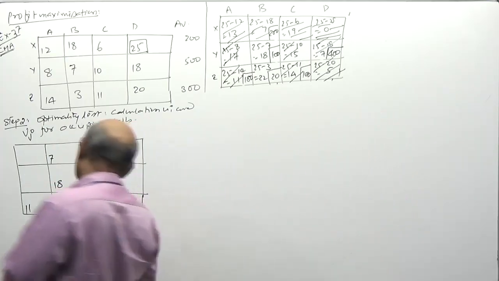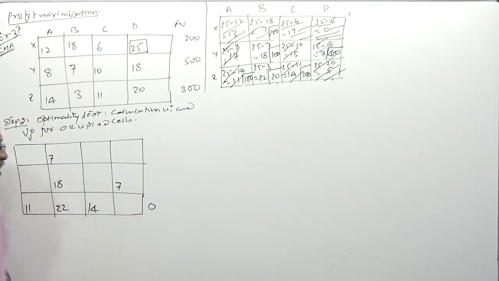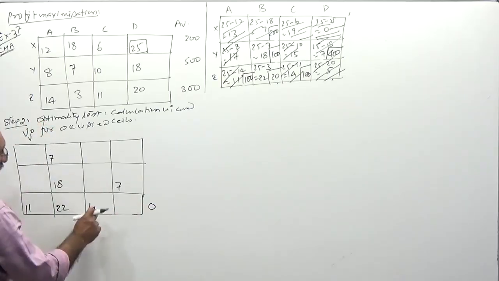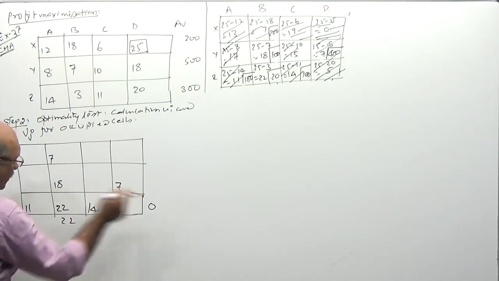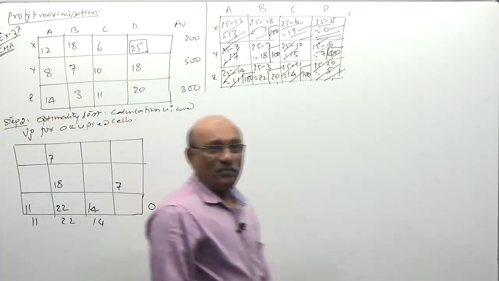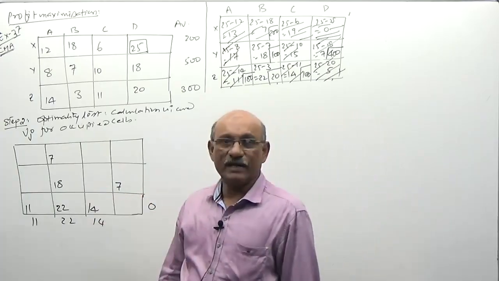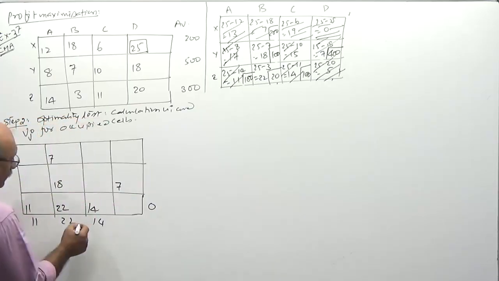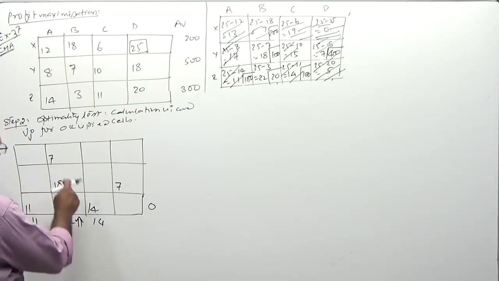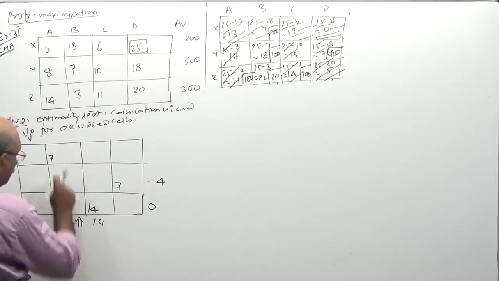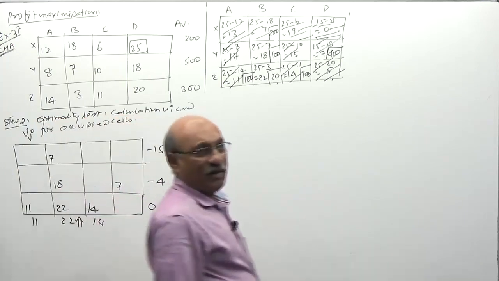Now you have to place 0. Third row is having maximum occupied cells. Put 0 here. 14 minus 0, 14. 22 minus 0, 22. 11 minus 0, 11. By placing third row index as 0, sir, 3 column indices are calculated. Now corresponding to this 22, 2 more occupied cells are there. 18 minus 22 is minus 4. 7 minus 22 is minus 15. So column indices are obtained.